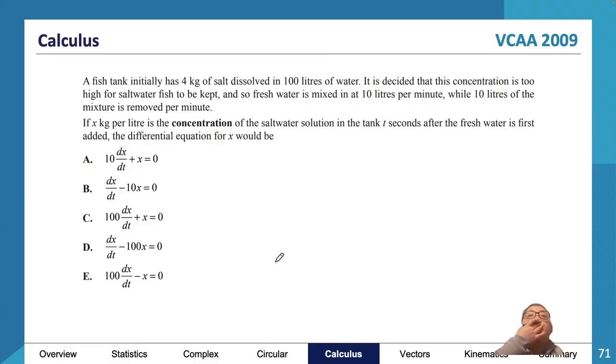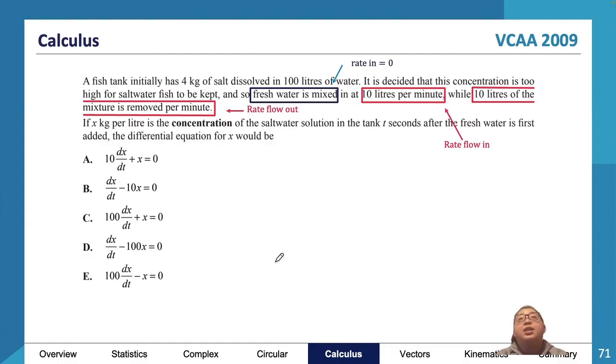Okay, so this one has a fish water tank with 4 kilograms of salt dissolved in 100 liters, and it's decided that the concentration is too high, so fresh water is mixed in at 10 liters per minute. Fresh water has a concentration of 0, so the rate in will be 0 automatically, and 10 liters per minute is being removed, right? That means the volume is actually not changing, because the volume coming in and the volume coming out is the same. And it wants x as our value for the amount of salt.